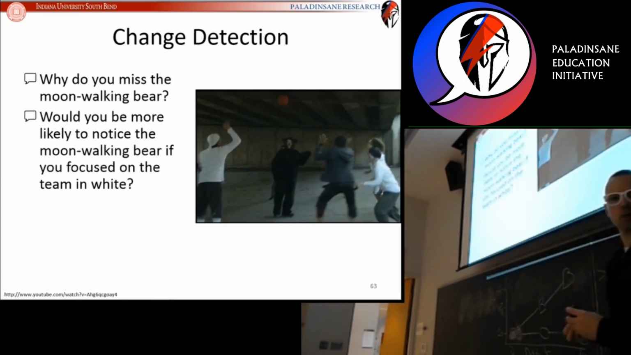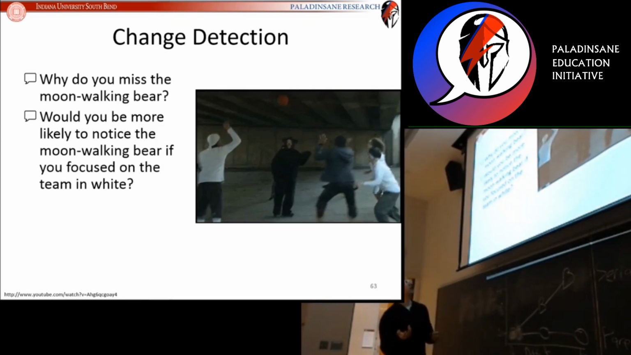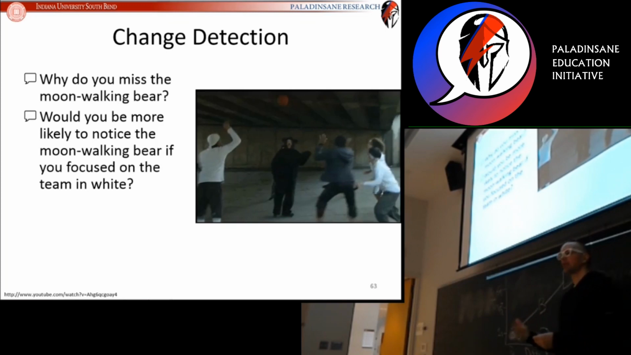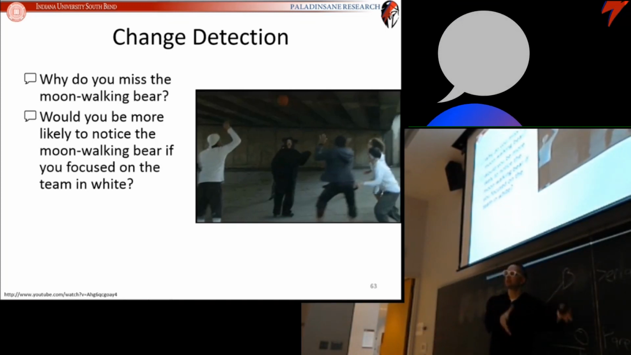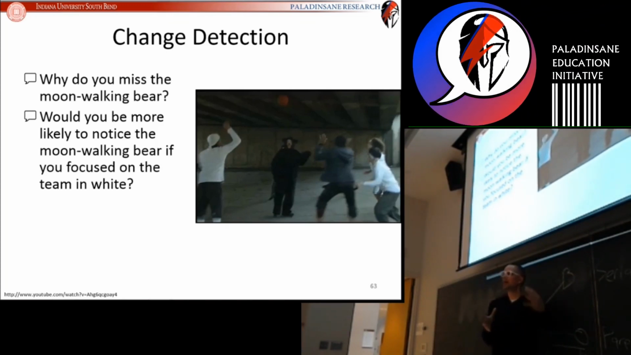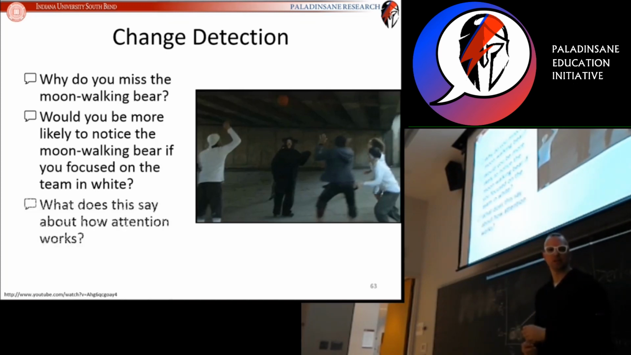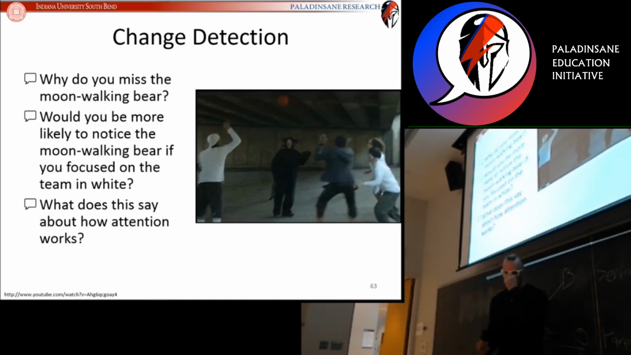All right, so that kind of touches on this next one. Would you have noticed the moonwalking bear if you focused? Would you be more likely to notice the moonwalking bear if you focused on the team, let's just say the team in black? And studies have shown that, yeah, you are more likely to find or see that moonwalking bear if you're focusing on the team in black making passes, because once again, the bear more falls into that category that you are directing your attention towards, that you have that goal-driven attention for. So what does it say about the way that our attention works?